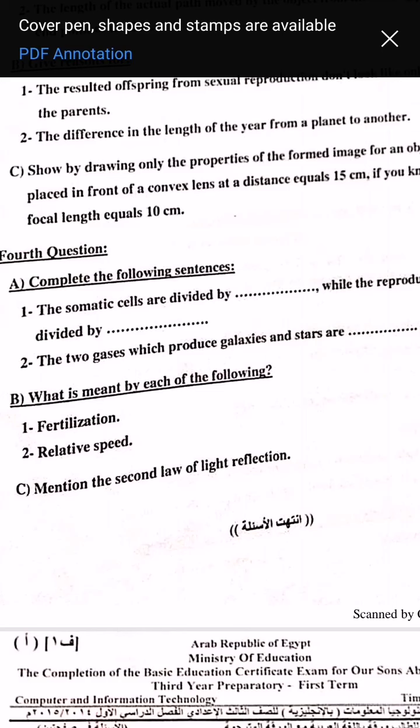C. Mention the second law of light reflection. We know that the first law says that angle of incidence equals angle of reflection. And the second law says that the incident light ray, the reflected light ray, and the normal line all lie in one plane perpendicular to the reflecting surface. This is the second law of light reflection.